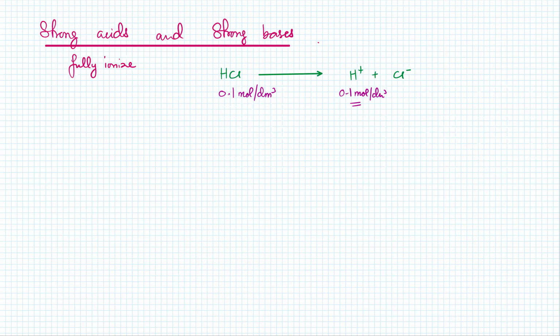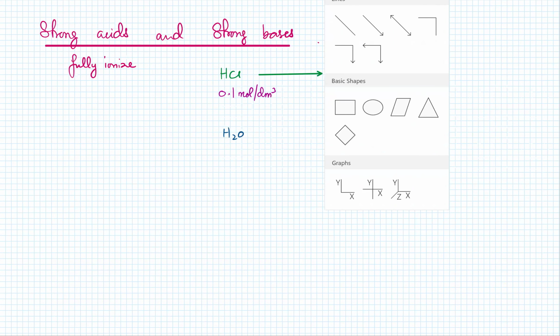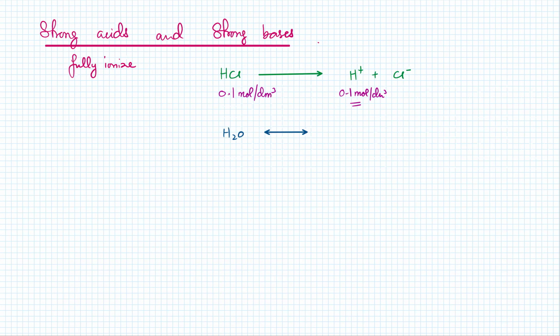So it's pretty easy to figure out what H plus is. There's going to be water as well, because remember, HCl is not alone. But we're going to ignore the water ionization, because water ionizes extremely weakly. What was the concentration of H plus ions in water? That was 1 times 10 to the power minus 7, right? So that was almost negligible.